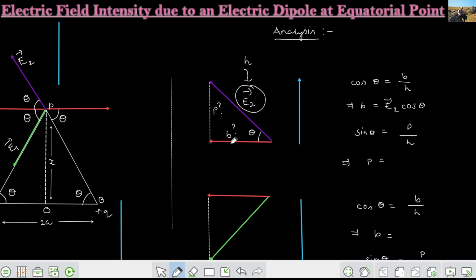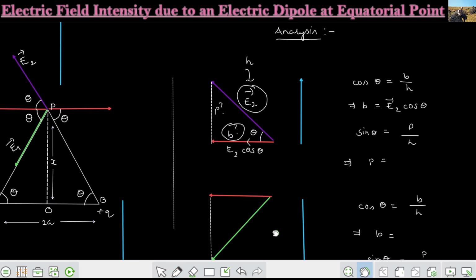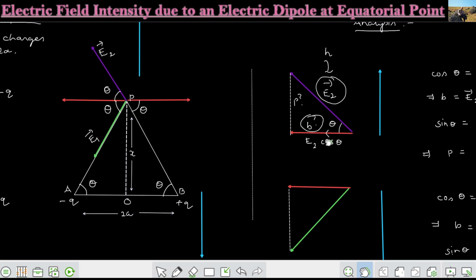This is your base. So this component, which I have marked with a question mark, will be E2 cos of theta, and this is acting in this direction. So if you look from this figure, this E2 cos of theta is acting in this direction. So we will write over here that this value will be E2 cos of theta, acting horizontally in that direction.